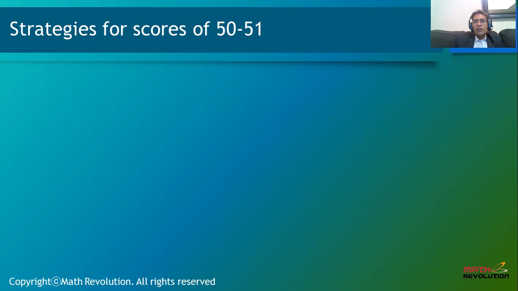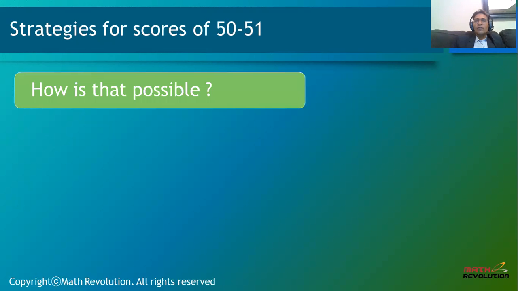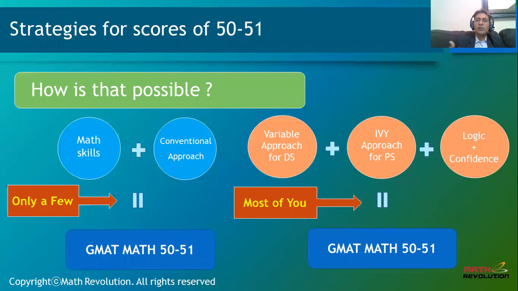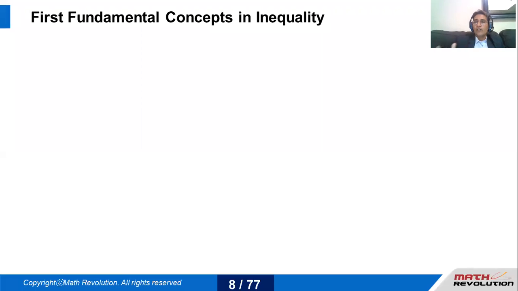With the conventional approach, I would say it's not that difficult to score 50, 51. But again, the number of students who are able to score that is small. So if you could manage to have something for yourself, like a variable approach for DS and an IV approach for PS, and then you have a lot of logic because you have learned those concepts and you're confident about applying them because you have practiced them, then most of you will be able to make it to 50, 51 very easily. So this is the basic strategy for 50, 51.